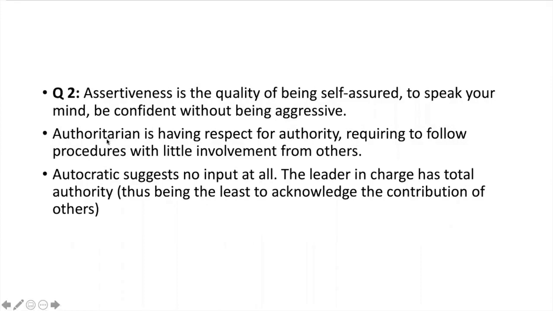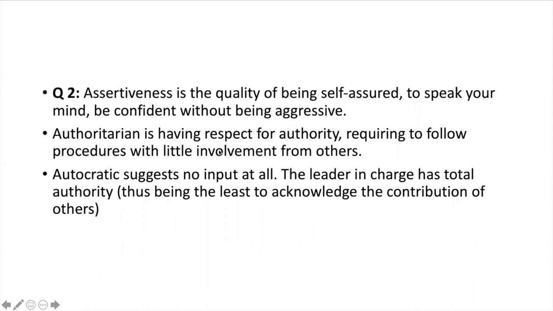Authoritarian and autocratic are words I have a feeling that many students kind of confuse a bit, and you're totally right if you do, because they're kind of close, but there's one basic difference here. Authoritarian has to do with authority, right? So basically authoritarian is having respect for authority, requiring to follow procedures, okay? You have an authoritarian company with little involvement from others. It's not no involvement, okay? But there's little involvement.